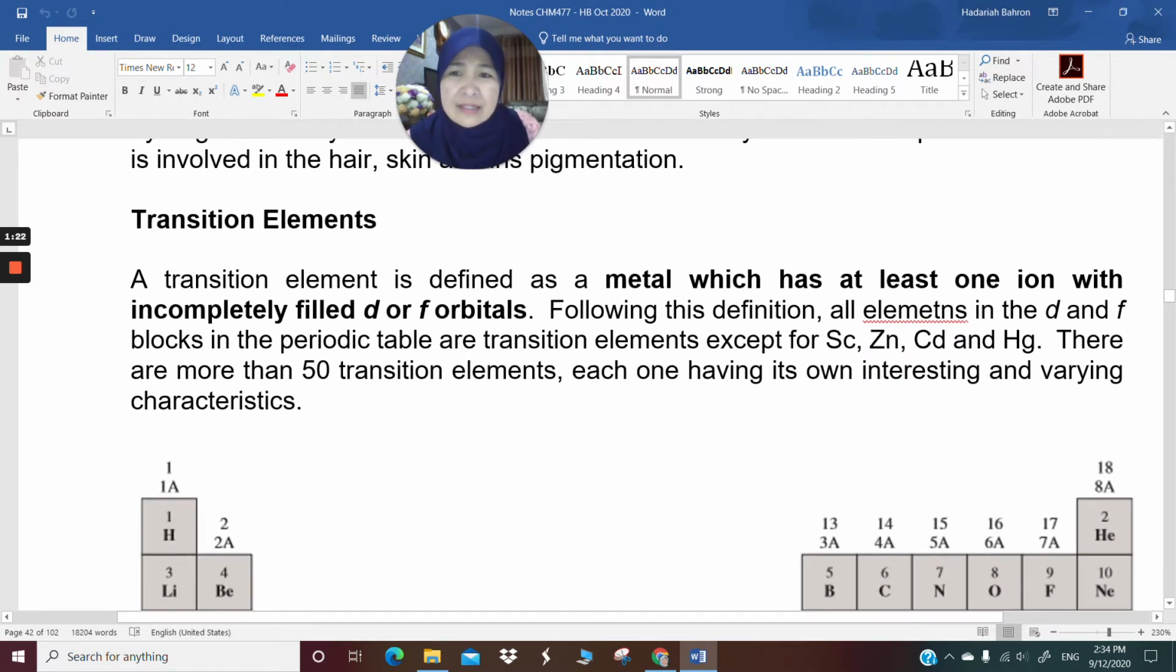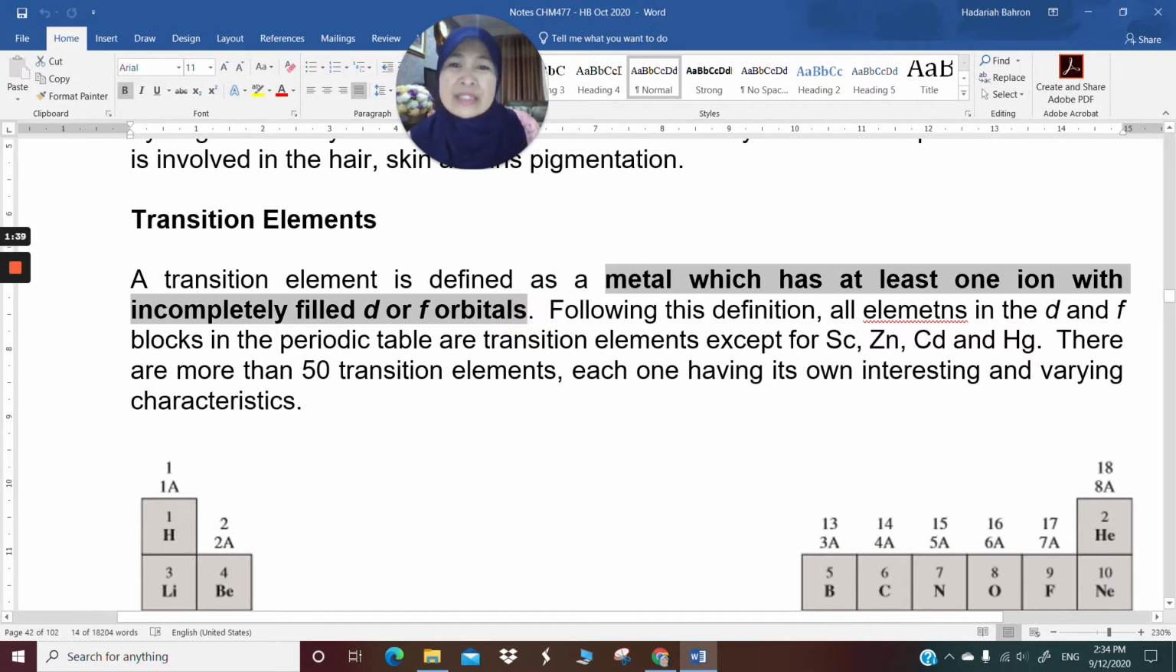Now, what are transition elements? Transition metals are defined as a metal which has at least one ion with incompletely filled d or f orbitals. Incompletely filled d or f orbitals. So first of all, you need to know what are d orbitals and what are f orbitals.